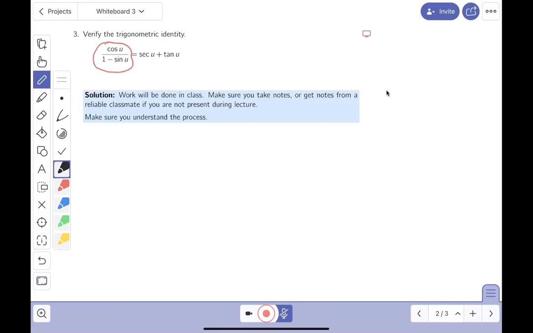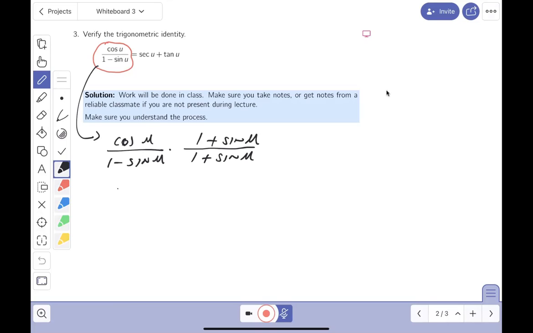Now, this is going to be tough. Cosine of u, 1 minus sine of u. Gee, what can I do there? Well, you know what? I think I'm going to multiply top and bottom by the bottom's conjugate. Who knows? It might work. We've done something like this in Math 100 with irrational numbers. Let's take a look what you get over here.